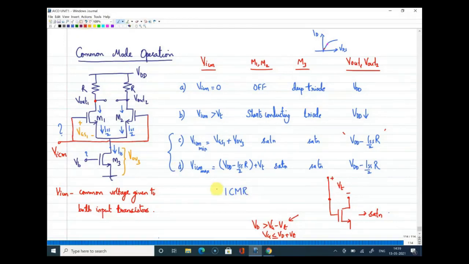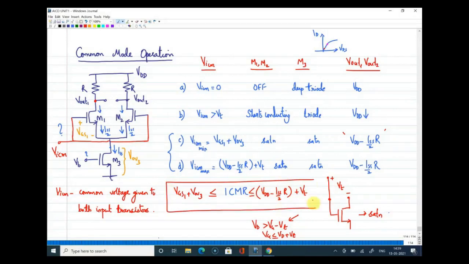The minimum value of the input common mode range can be less than or equal to VGS1 plus VOV3, and the maximum is equal to VDD minus ISS by 2 into R plus VT. So this is the range of input common mode voltage. We call this the input common mode range.